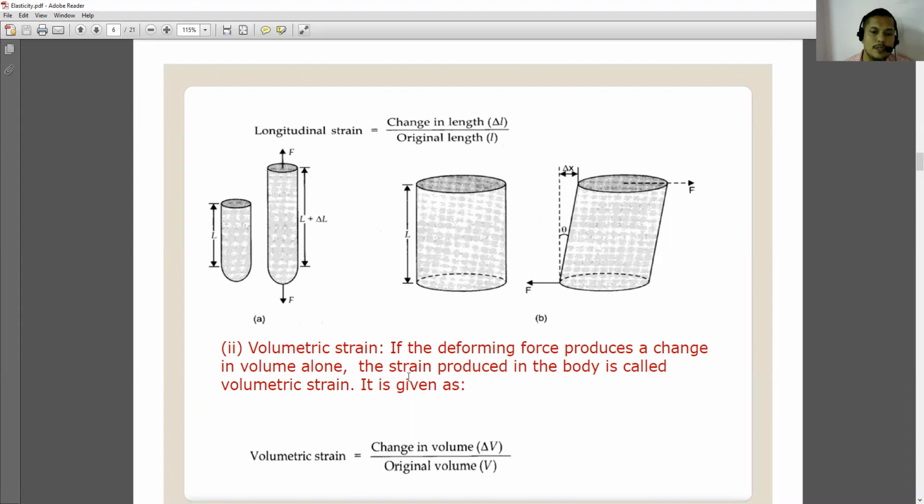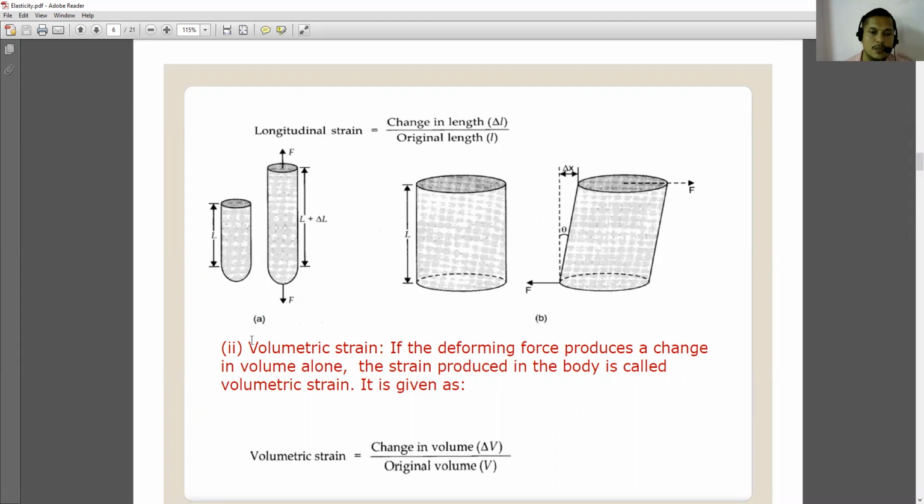Next, volumetric strain. If the deforming force produces a change in the volume alone, the strain produced in the body is called volumetric strain. And of course, it is given as volumetric strain, which is equal to change in volume divided by original volume.